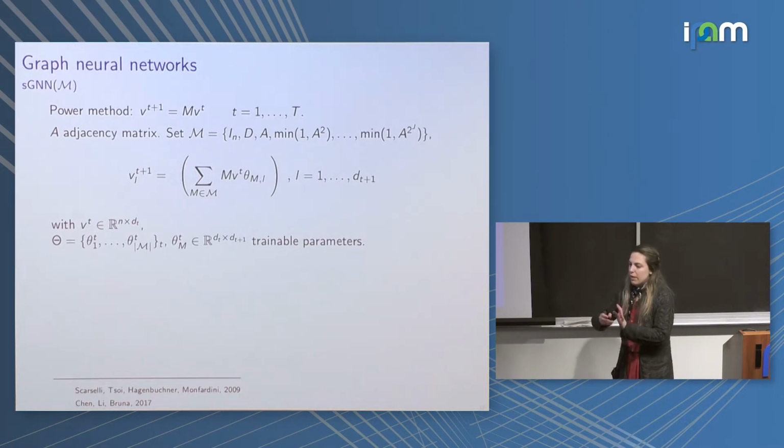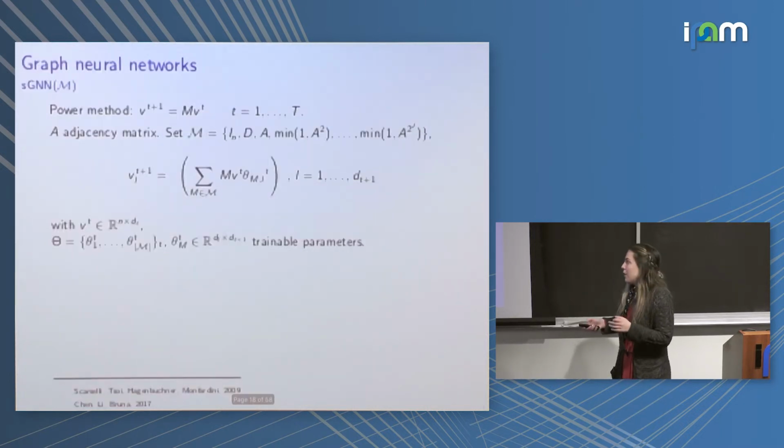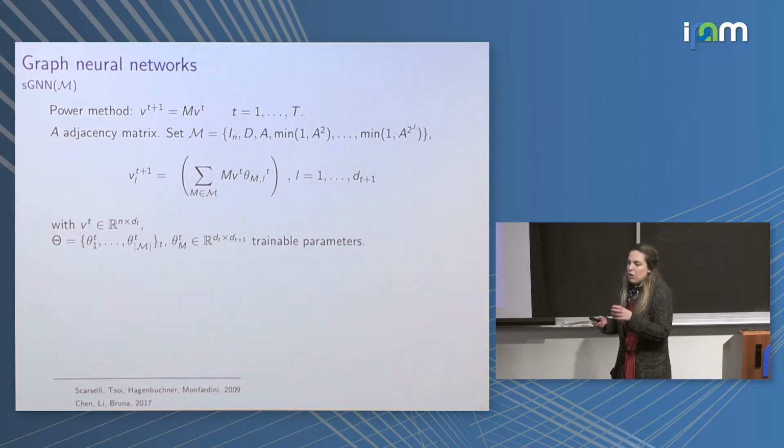I can have a different parameter at different layers. And also, you can think that actually I'm not going to just learn a vector, I'm going to learn an embedding to some dimension greater than 1. So here, dt is the number of vectors that I'm considering at the layer t. And this is kind of like over-parameterizing my spectral method.